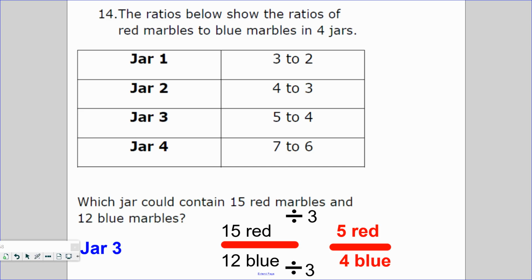So let's see. How do you build 3 to 15? Times 5, times 5? So it'll be 15 and 10. Nope, so 15 and 12. How do you build 4 to 15? Can't. How do you build 5 to 15? Times 3, times 3. That'll be 15 and 12. Oh, C is the answer.